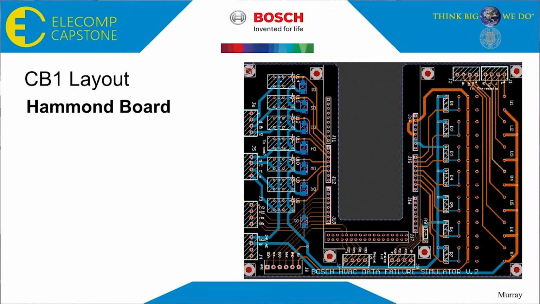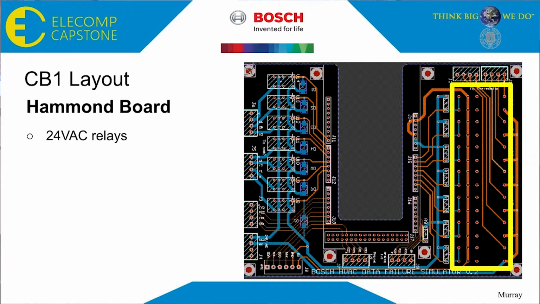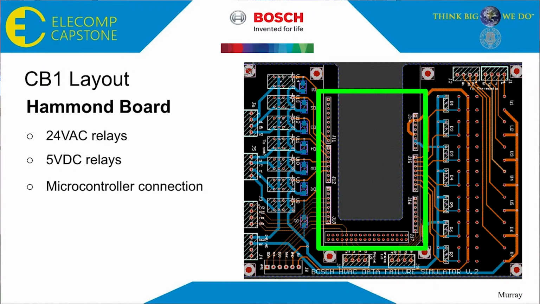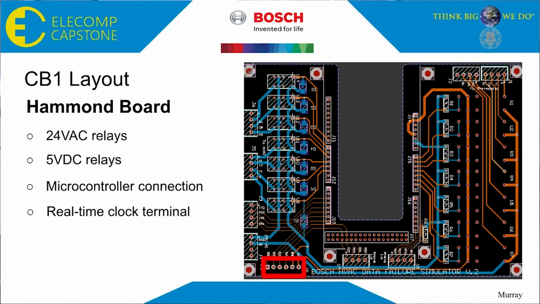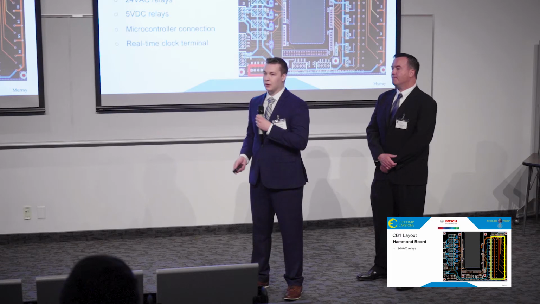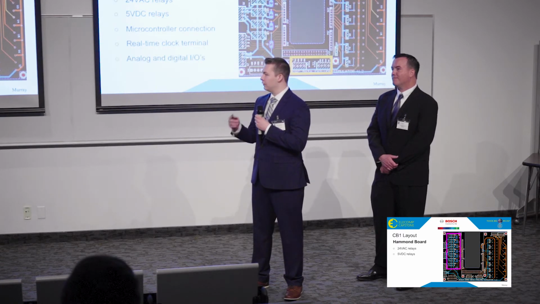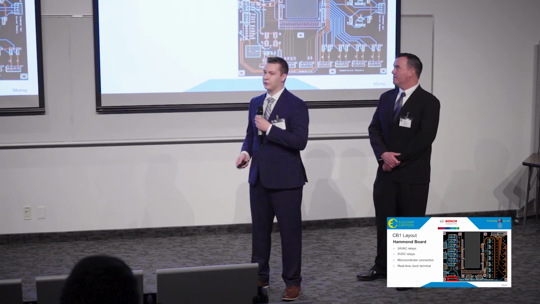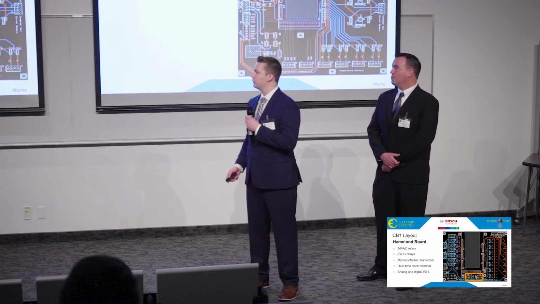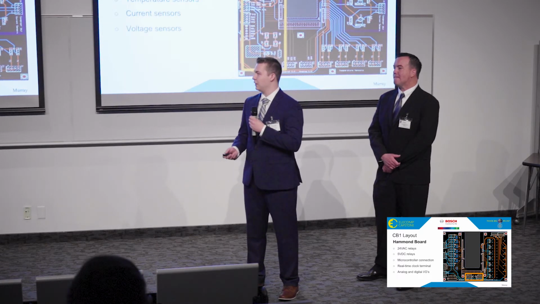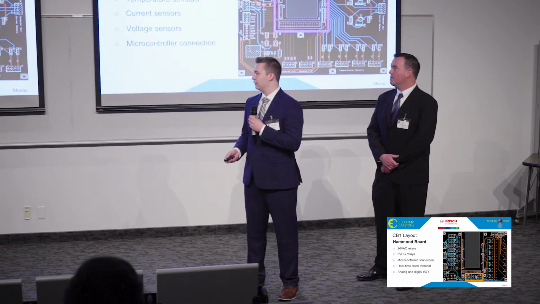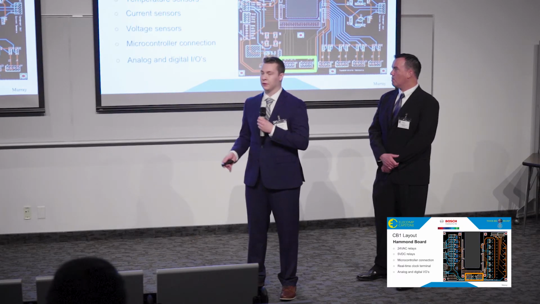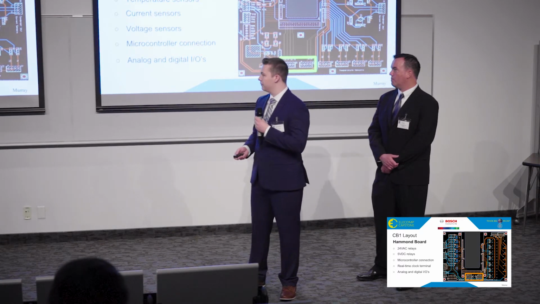The first thing we did was create a custom printed circuit board to house the circuitry required for this control box. This included both sets of relays, the connection for the microcontroller to plug into, a real-time clock terminal for timestamping the data going out, as well as additional analog and digital IOs. We also created a second printed circuit board to house the circuitry required for the sensors. This included the temperature sensors, current sensors, voltage sensors, as well as a connection for the microcontroller and additional analog and digital IOs to accommodate any future sensors that you would want to put into the system.